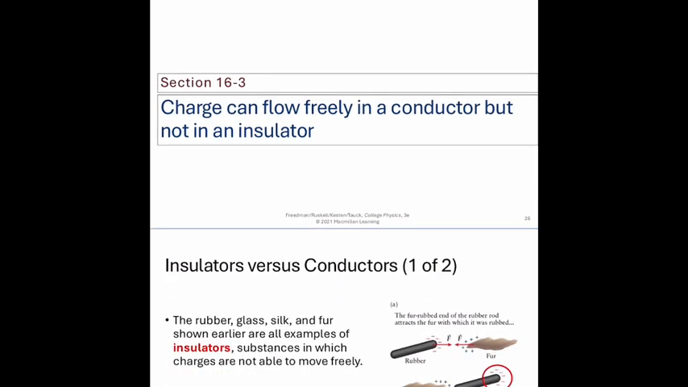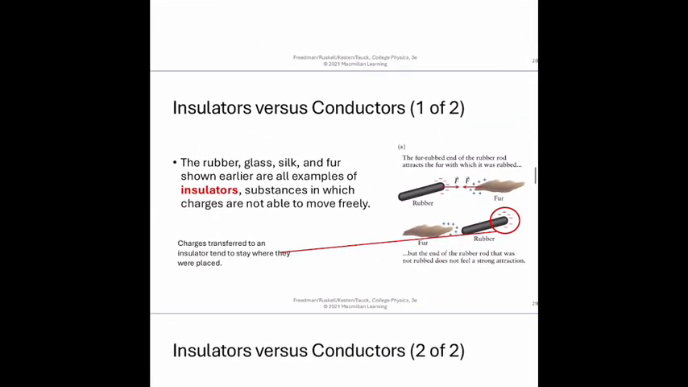So in the next section, let's talk about types of materials. We're going to talk about conductors and insulators. Those are types of materials, charged materials. And what differentiates those two types of materials is how free charges can flow. The materials that we've talked about so far, the rubber, the fur, the glass, the silk, are actually all insulators. Insulators are materials where charges are not able to move freely.